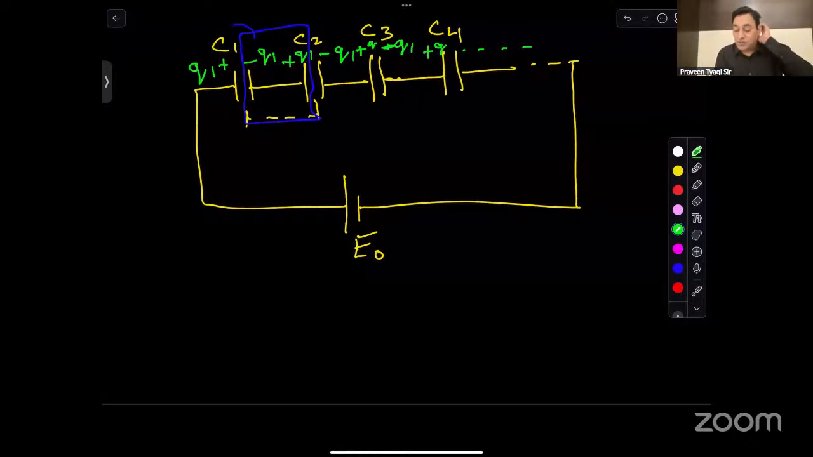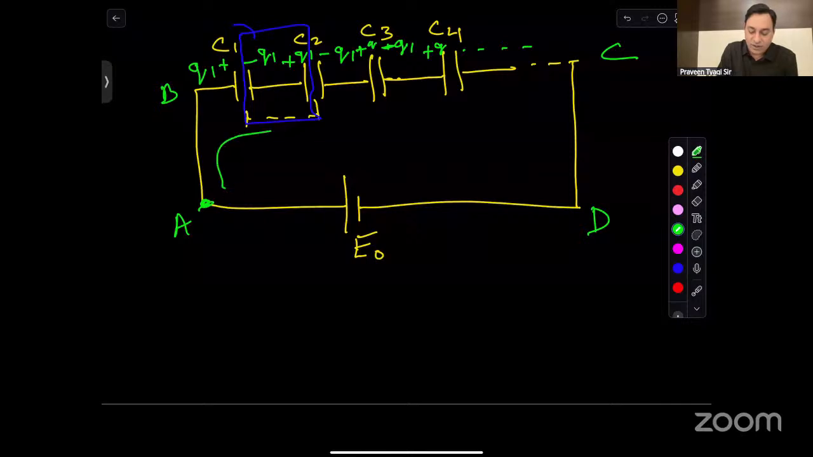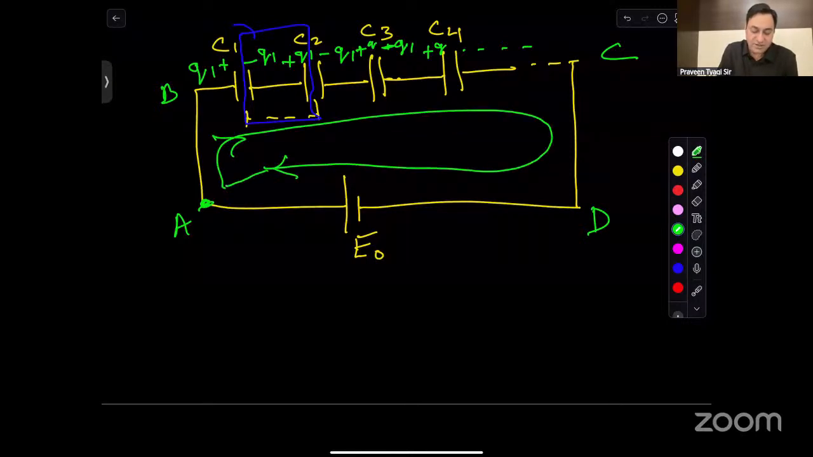And I have also explained that when we say charge on a capacitor, we mean the charge on one plate, the modulus of that. So charge on each capacitor is like this. Now I want to write KVL, Kirchhoff's voltage law, in this loop. Let's start from A, B, C, D, A. We'll reach back A. This is how we are going while writing this, and we are reaching the same point.